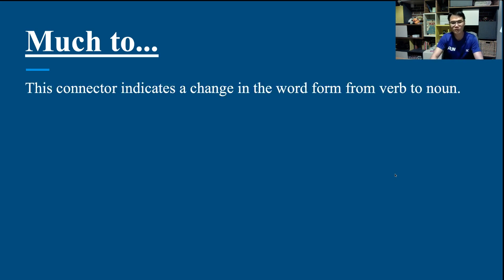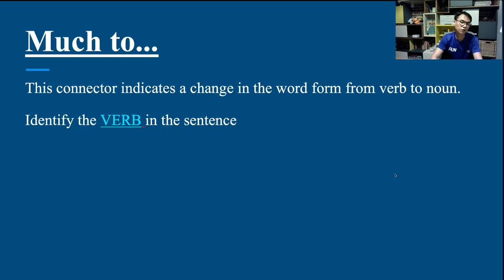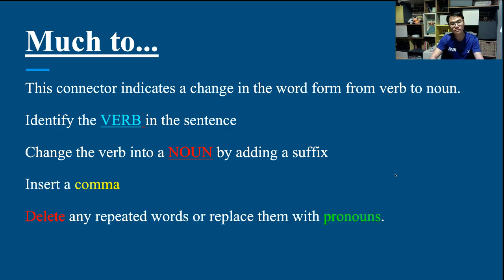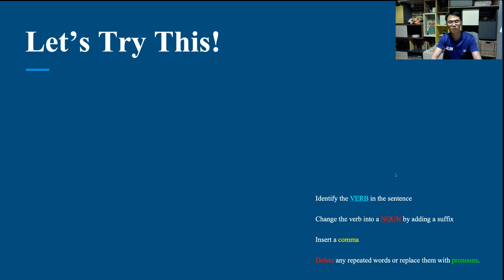So much to is a connector that indicates a change in a word form from a verb to a noun. In order for you to change from a verb to a noun, you need to identify the verb in the sentence. You need to change it into a noun by adding a suffix. I'll give you an example very soon. You need to insert a comma, and you need to delete any repeated words or replace them with pronouns. Very much like what we do for all the other synthesis items, very much in keeping with synthesis rule number 4. I've put the instructions in the bottom right hand corner of the slide, so you can refer to it as we look at this question.